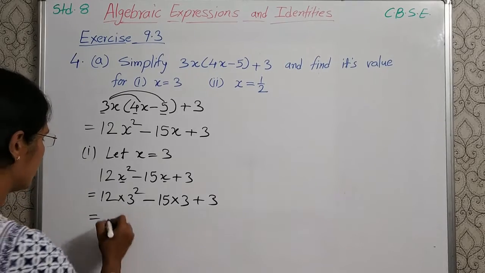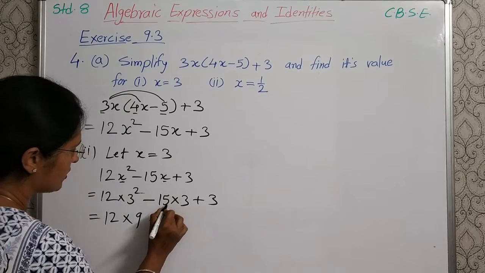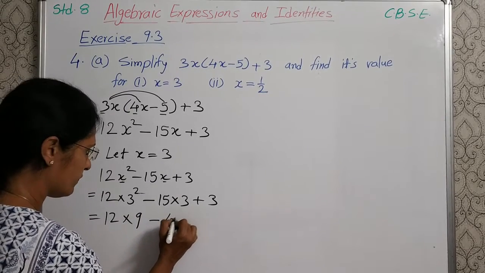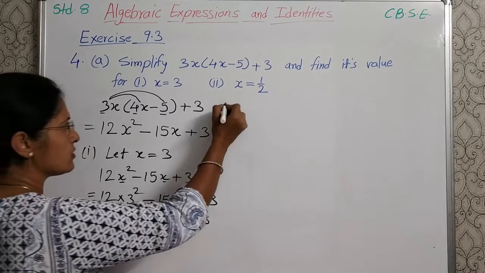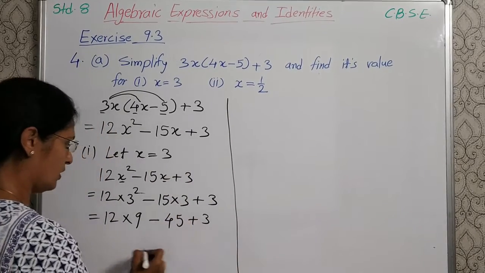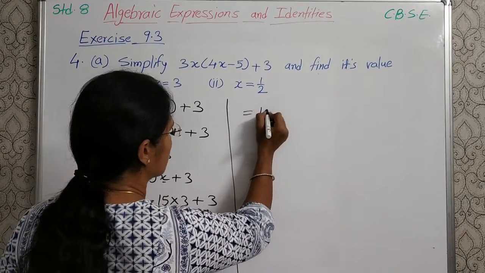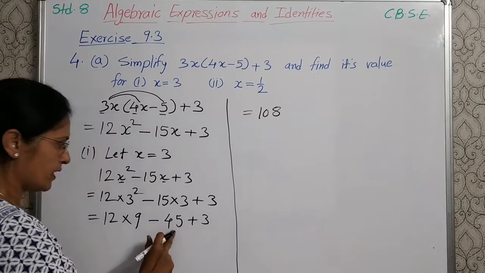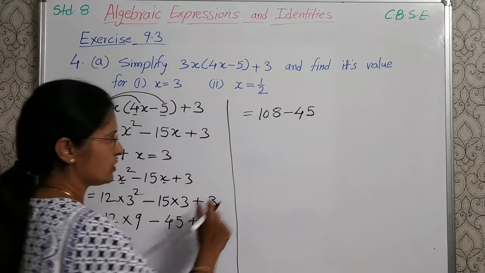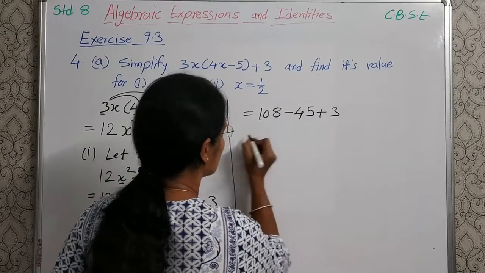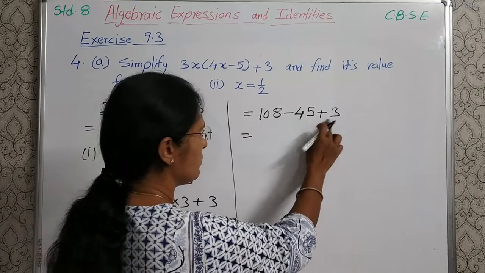12 into 3 square. 12 multiplied by 3 square is 9. Here minus 15 3s are 45 and then plus 3. Next 12 into 9. 12 9s are 108. Then minus 45. Then plus 3. Now solve this. 108 minus 45 plus 3.